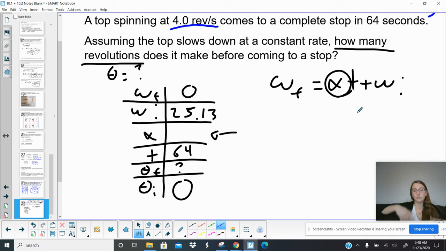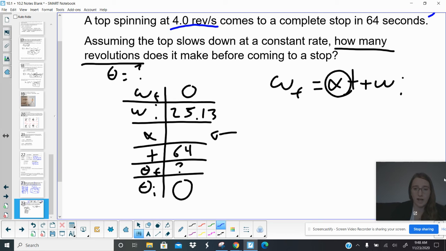Can't use any of those formulas if we don't know angular acceleration. So go ahead and plug it in, solve for that acceleration, and then see if you can go from there. Try and keep going, see if you can figure out what formula we're going to use after this in order to get our theta final.